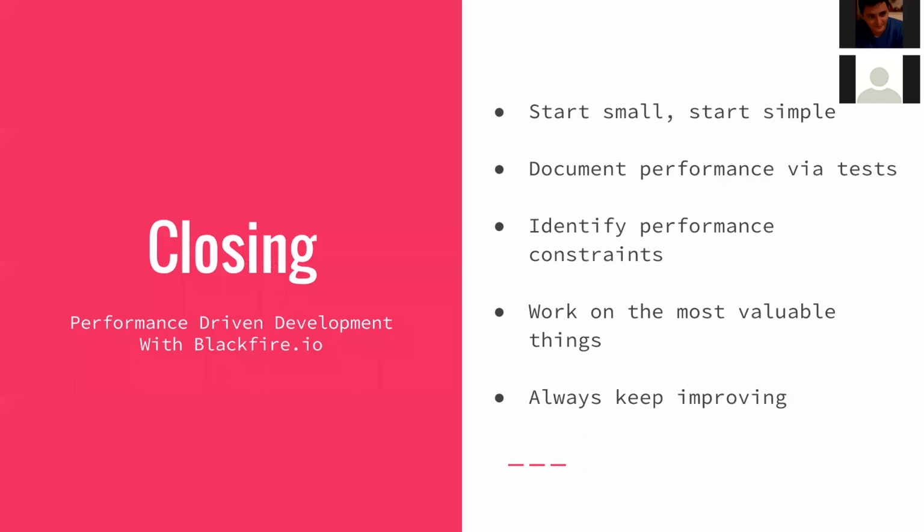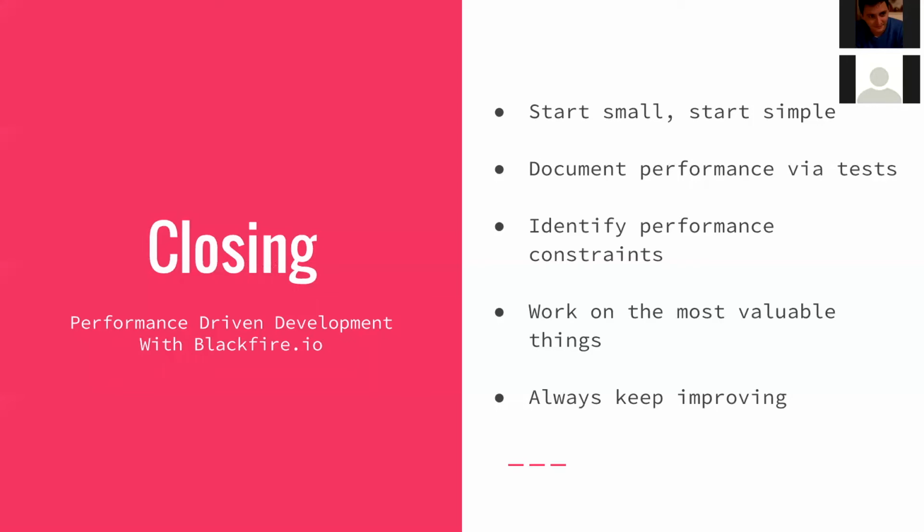And so with some closing remarks, I just wanted to bring up that you should start small and start simple, because you can easily just profile a page and wonder, where are some performance issues I have? And spend half a day looking at the Blackfire call graph and having no idea where to start. So that's where you need to just find what you want to target, what your constraints are going to be, and then investigate. Because once you have those constraints figured out, just start documenting your performance via tests.